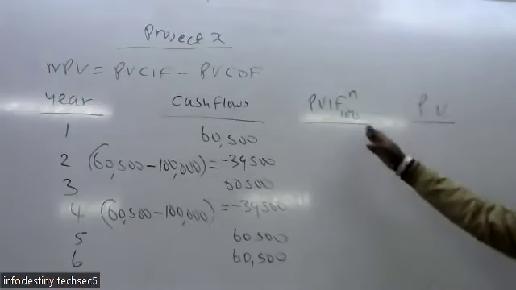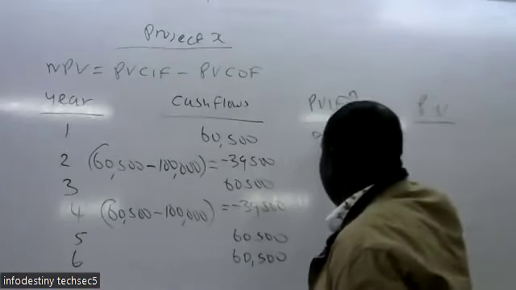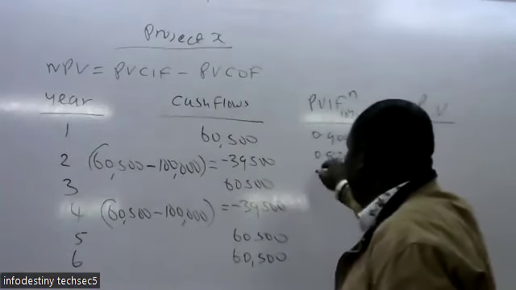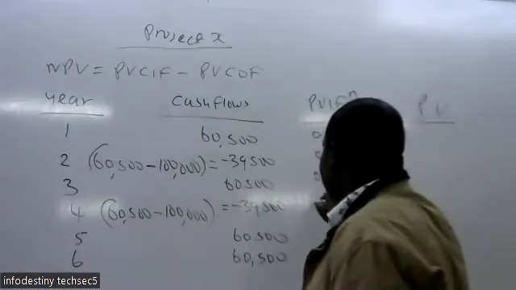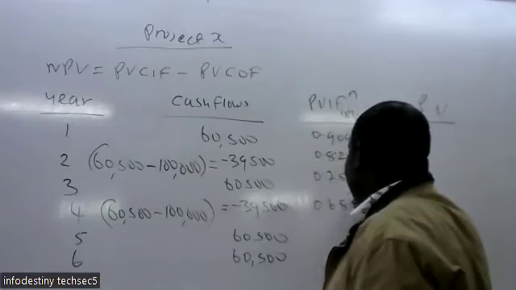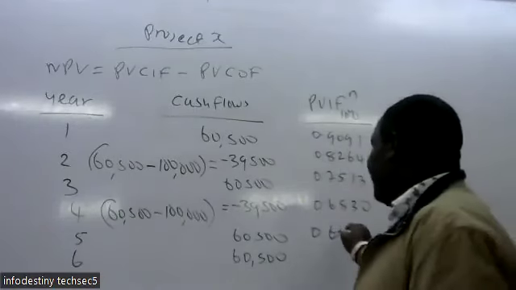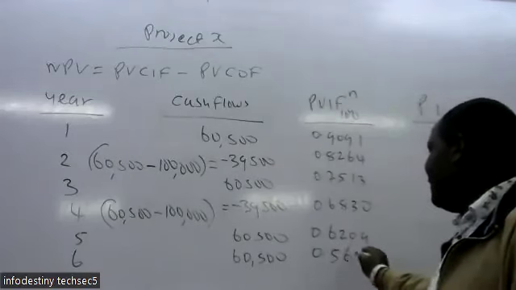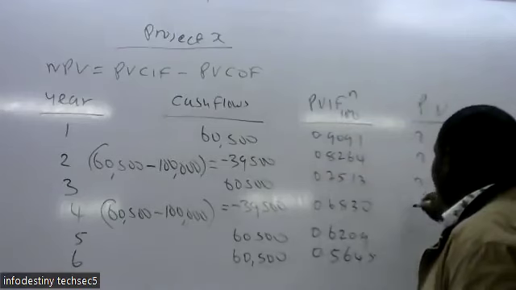So now we check in the table. But this one we use from year one up to year six. So this one is 0.9091, then 0.8264, then 0.75. Year four should be 0.68. Year five should be 0.6209. Finally, 0.5645. Yeah, so we multiply these figures by these values so that you get the present values.